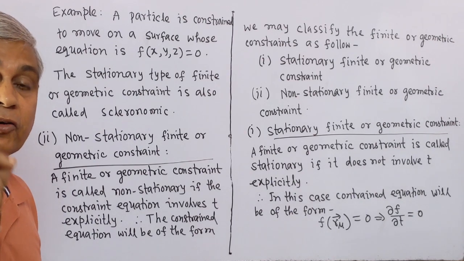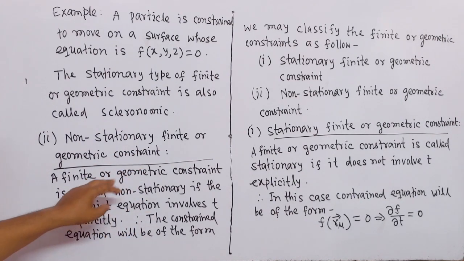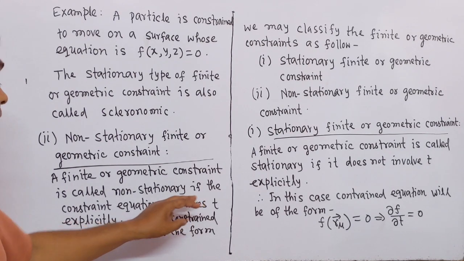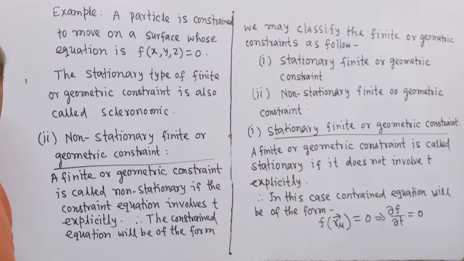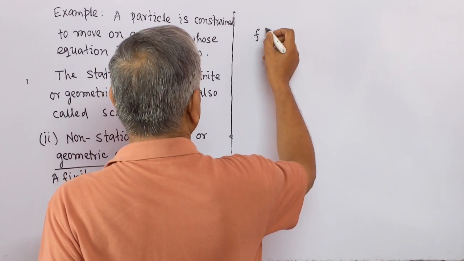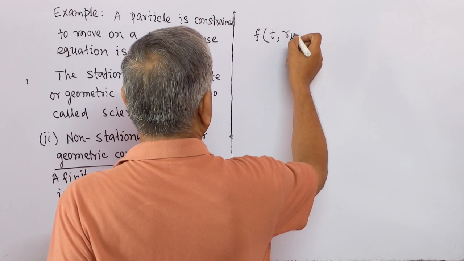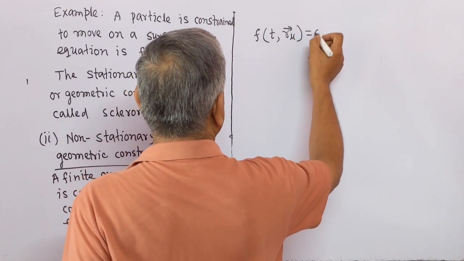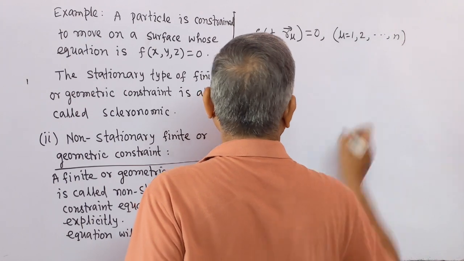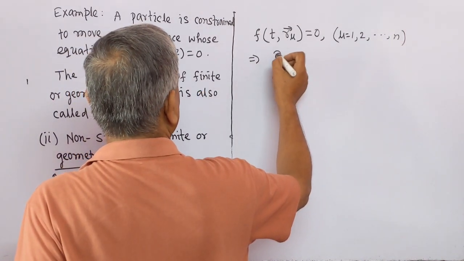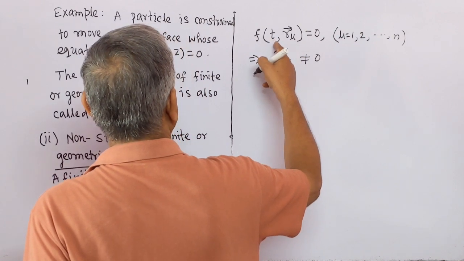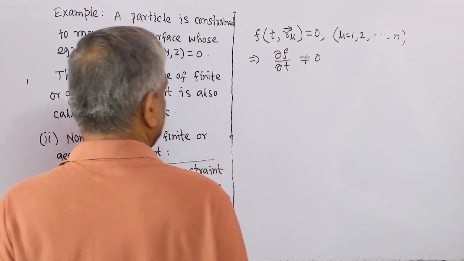Number two, non-stationary finite or geometric constraint. A finite or geometric constraint is called non-stationary if the constraint equation involves t explicitly. The constraint equation will be of the form f of t, position vector r mu, equals 0, mu equals 1, 2, up to n, which implies that the partial derivative of f with respect to t is not equal to 0. Here t is explicitly contained in this equation.